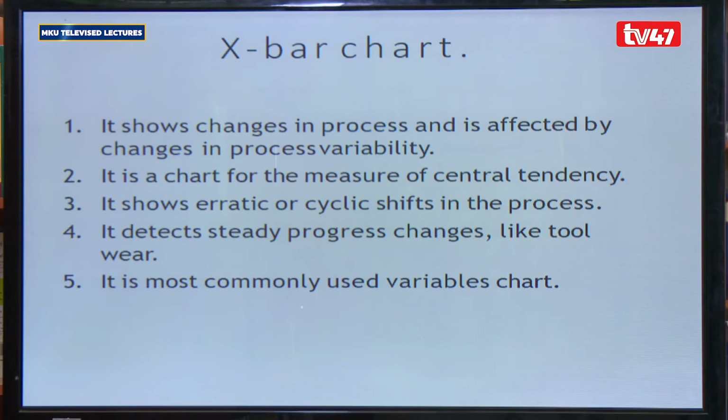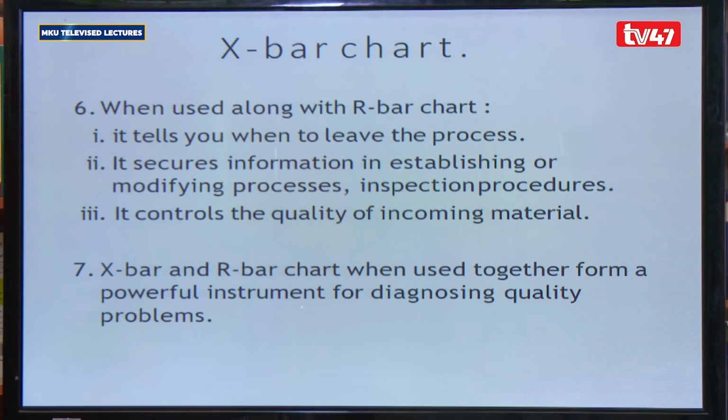Then we have a combination, whereby we can have an X-bar chart and an R-bar chart. When we combine them, it tells you when to leave the process. It secures information in establishing or modifying process inspection procedures, and also controls the quality of incoming materials.